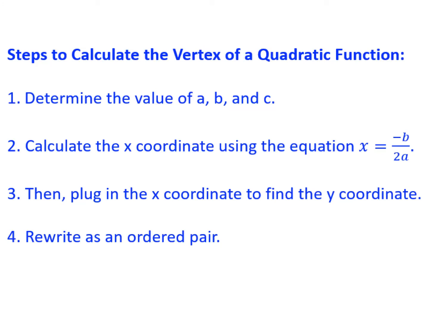In order to calculate the vertex of a quadratic function, you need to first determine the values of a, b, and c. Then you're going to calculate the x-coordinate using the equation x equals negative b over 2a. Then plug the x-coordinate into the equation to find the y-coordinate. And then lastly, rewrite it as an ordered pair.